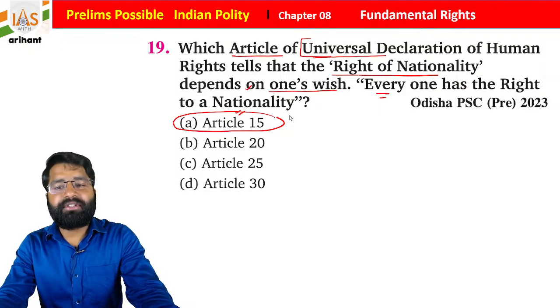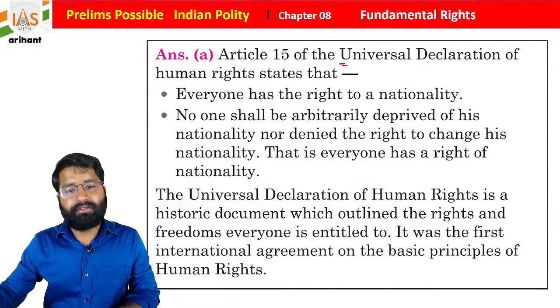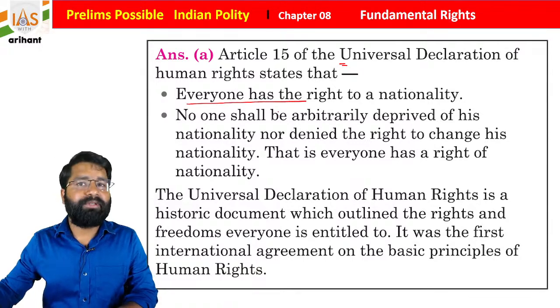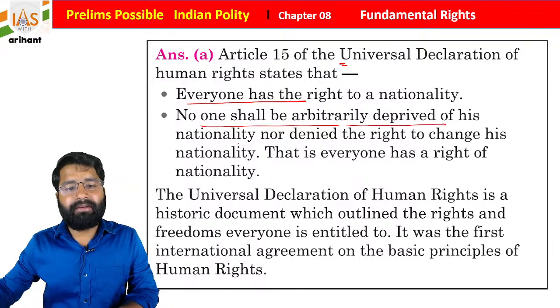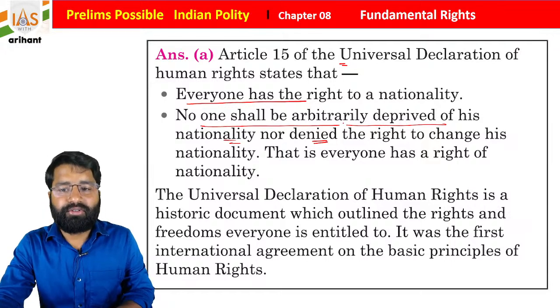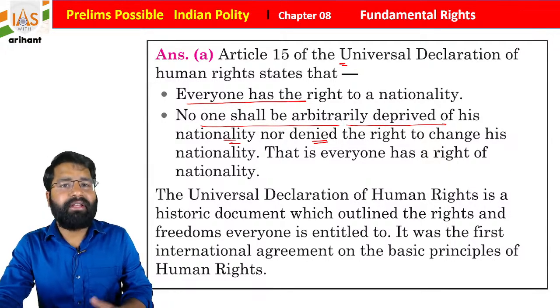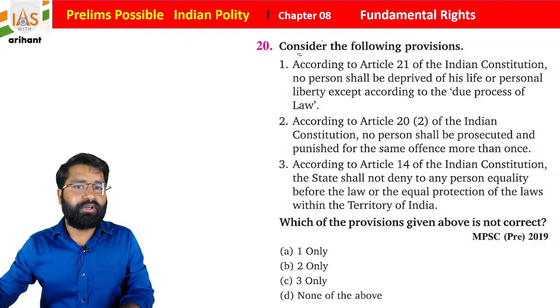Article 15 mentions basically this human right. Everyone has the right to a nationality. No one shall be arbitrarily deprived of his nationality or denied the right to change his nationality. Everyone has the right to a nationality, students. Okay, now see question number 20, the last question of this chapter.